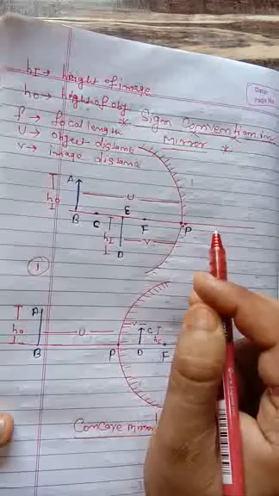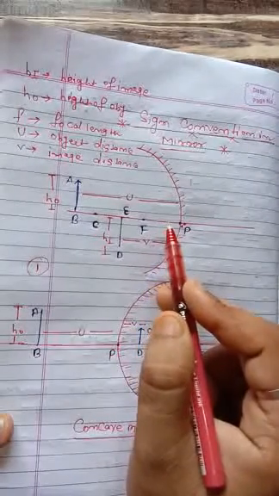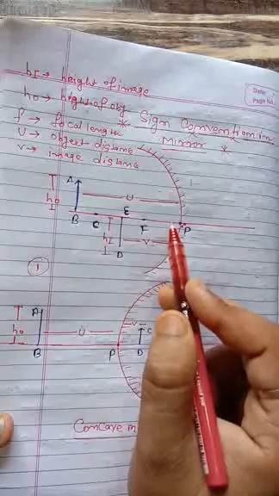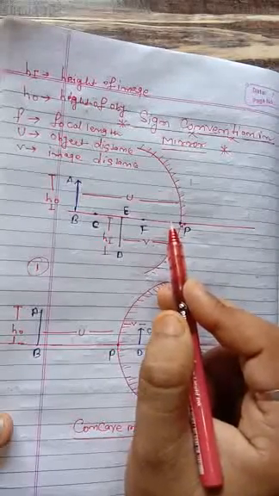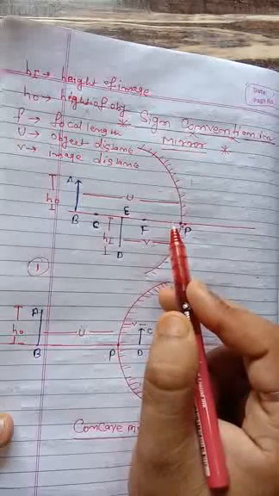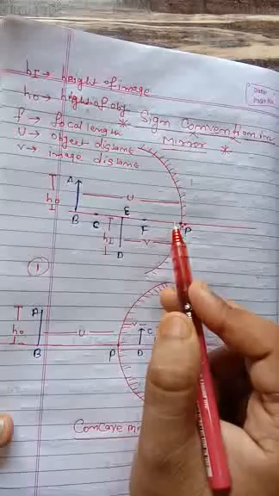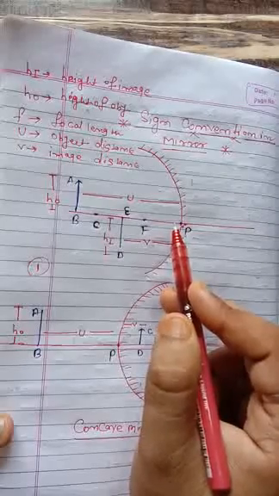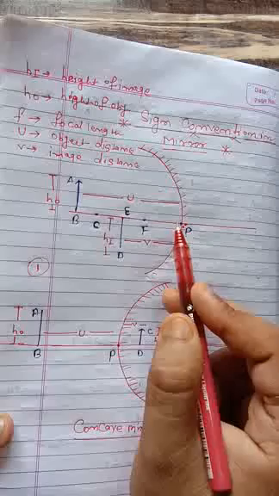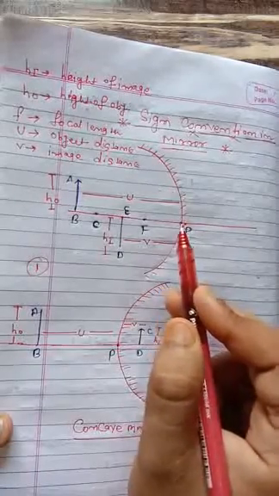The second rule states that the distance that we measure along the direction of the incident ray is always taken as positive. Means if the distance is present in the direction of the incident ray, then this distance is considered as positive distance. But if the distance is measured in the direction which is opposite to the direction of the incident ray, then this is taken as negative.